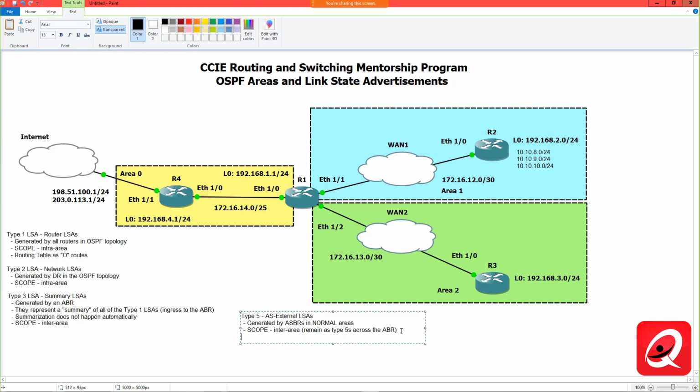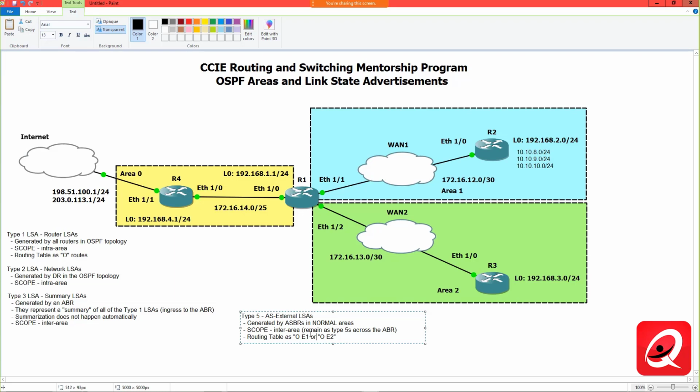All right? These actually show up, I forgot to put that over there too, I'll put that over there, in the routing table as either OE1 or OE2 routes.